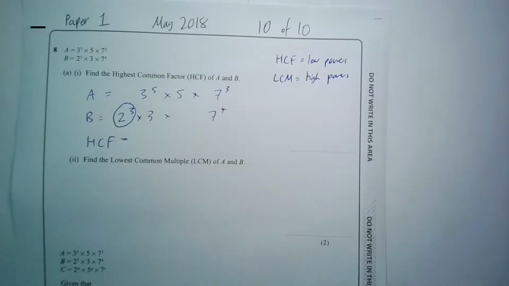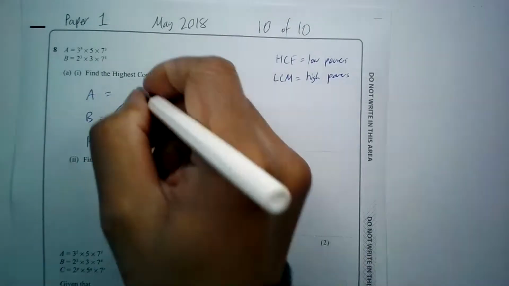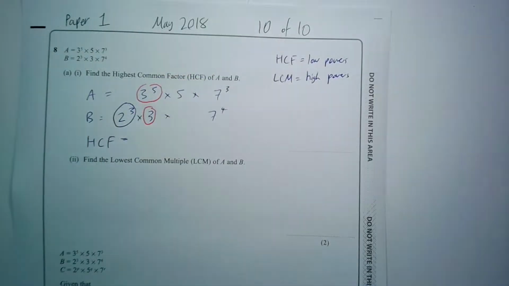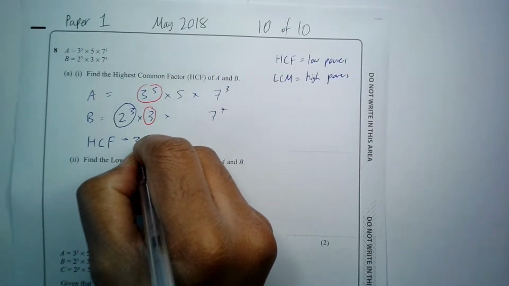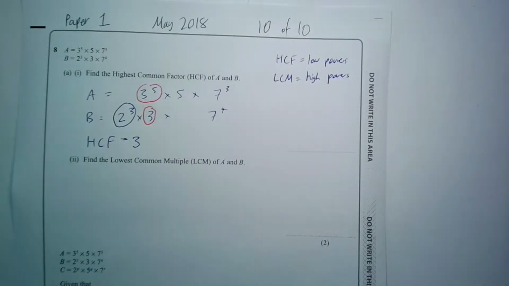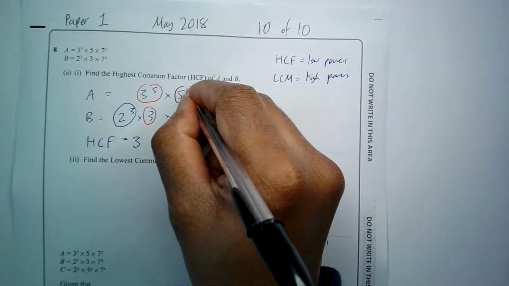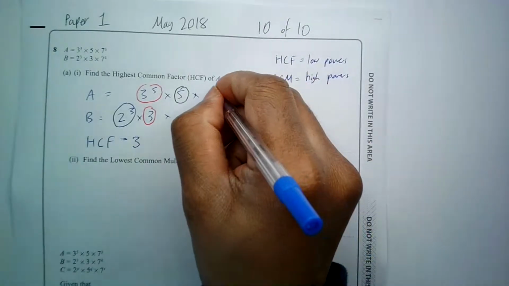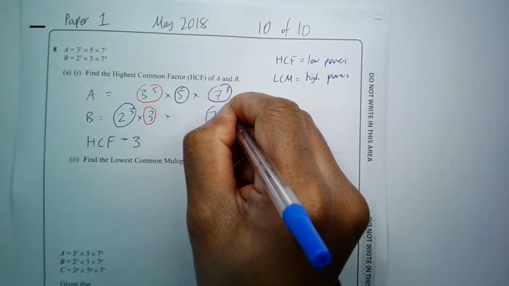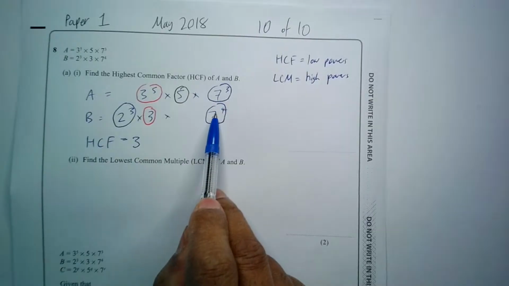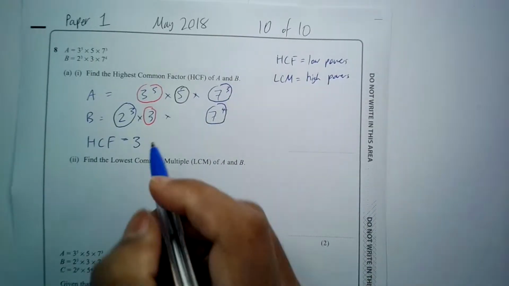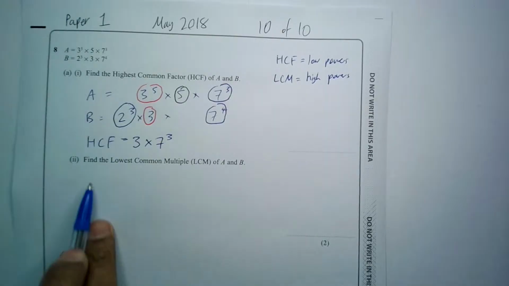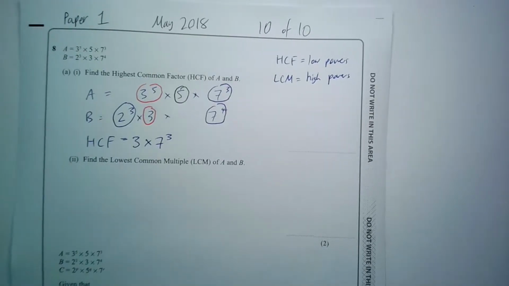So HCF, I've got here 3 to the power 5 and 3. So the lowest power is just 3. So I'm going to use that. I look at my next one. I've got 5 by itself. Again, they're not shared, so I can't use the 5. The next one, 7 cubed and 7 to the power 4. So I've got the 7s in common, so the lower power is 3. So it's going to be times by 7 to the power 3. That's my answer. That's my HCF.